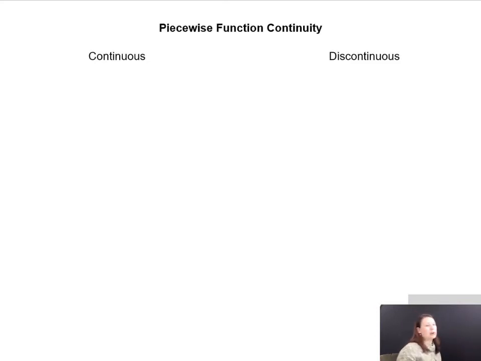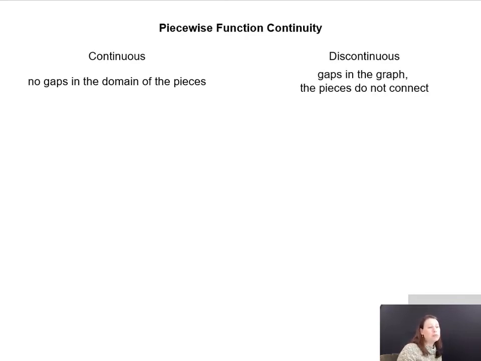Now, you can have piecewise functions be continuous or discontinuous, okay? They can be either. It's not better or worse to be one or the other. It doesn't make it right or wrong, okay? It's just continuous or not continuous. So continuous, like we said, no gaps in the domain of the pieces, okay? And the pieces connect. Discontinuous, well, gaps in the graph and the pieces don't connect. It's pretty obvious, right? It's either it doesn't have gaps or it does.